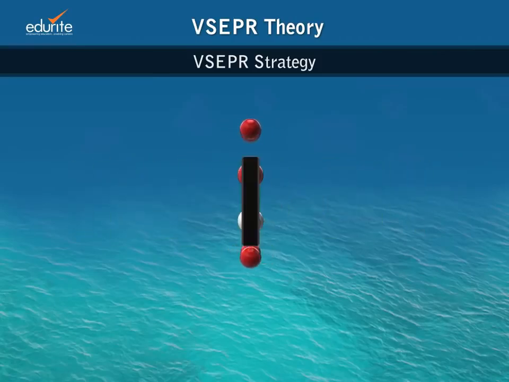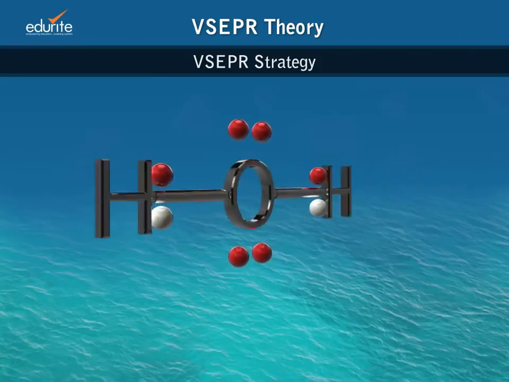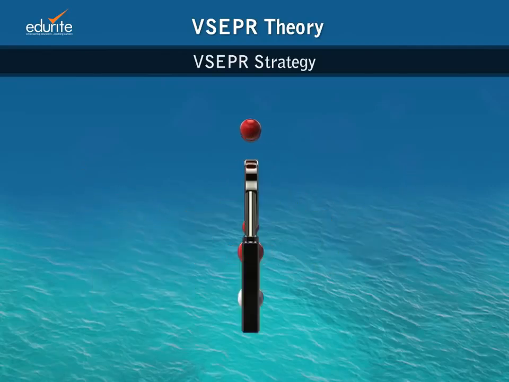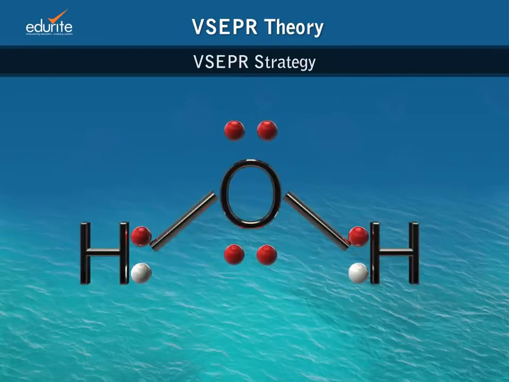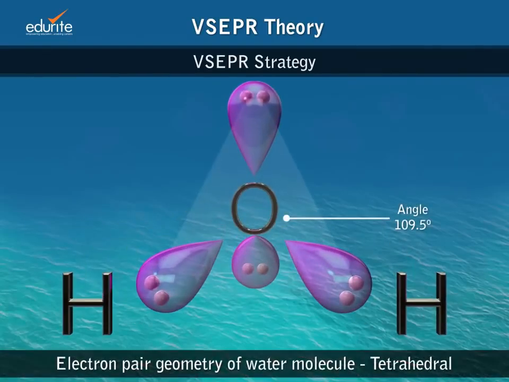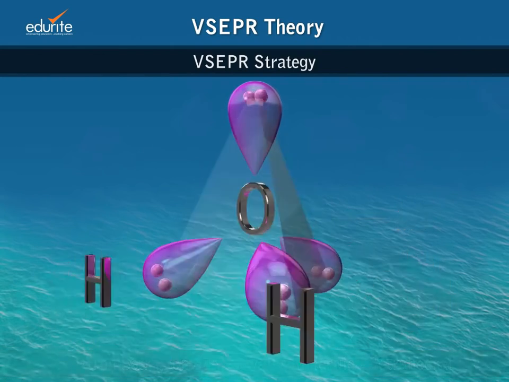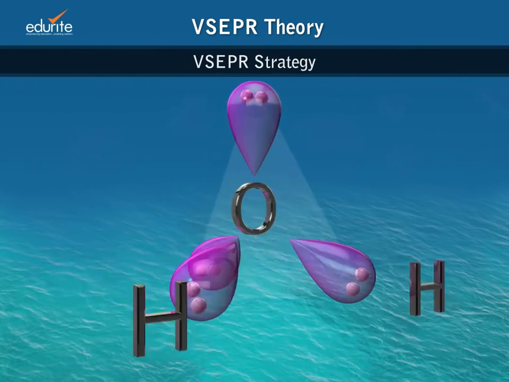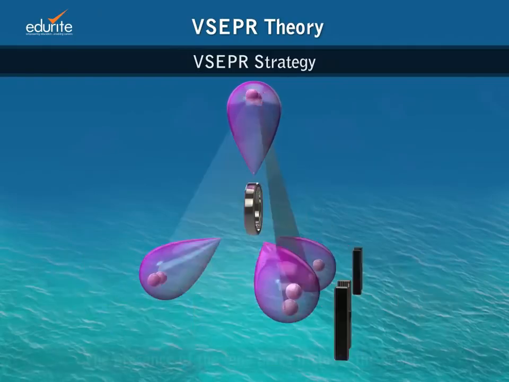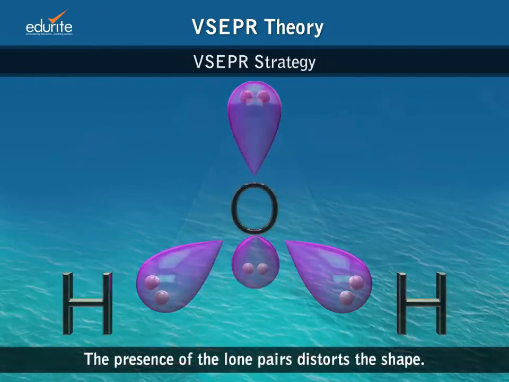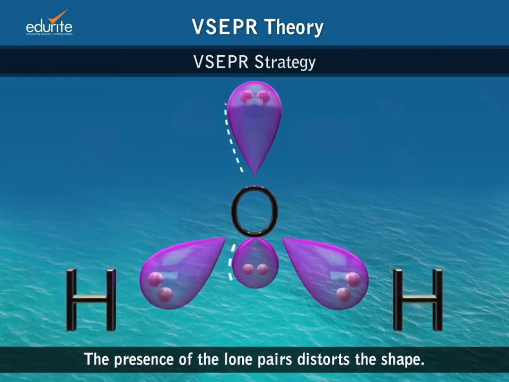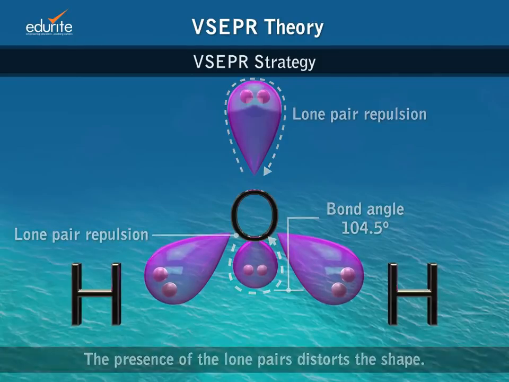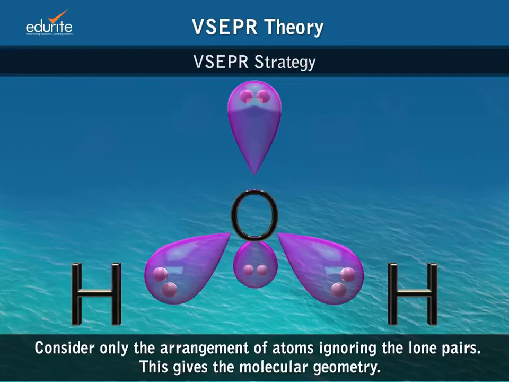Remember that if there are 4 electron pairs around the central atom, the electron pairs experience least repulsion when the arrangement is tetrahedral. So, arrange the 4 electron pairs around the oxygen atom in a tetrahedral configuration. However, this is not the final structure, as the electron pairs are not similar. The effect of the lone pairs has to be brought into the picture. The presence of the lone pairs distorts the shape. The lone pairs exert greater repulsion on the bonded pairs, resulting in the bonded pairs being pushed closer to each other. Next, determine the molecular geometry.